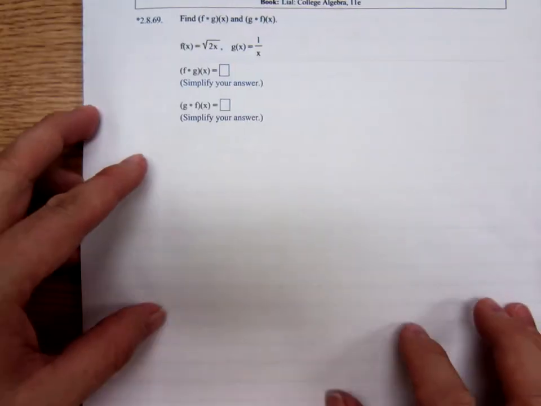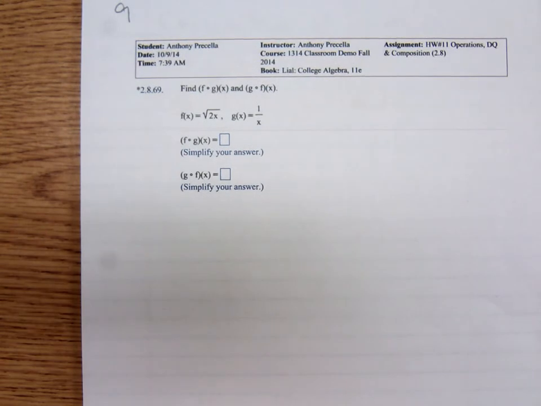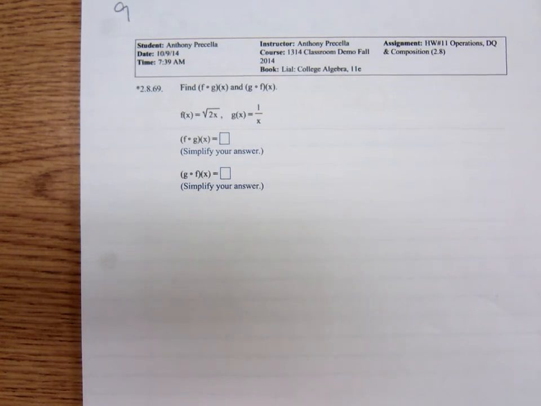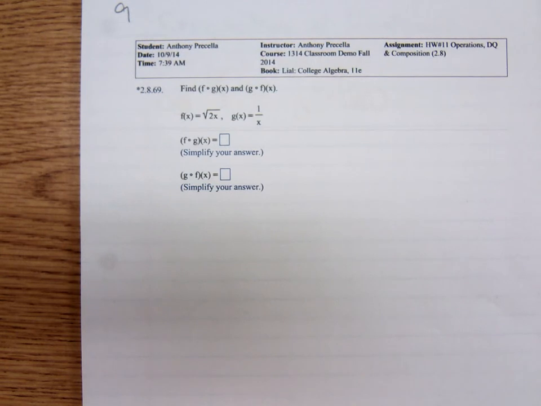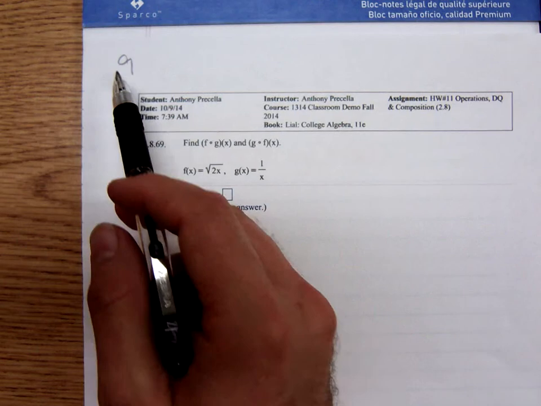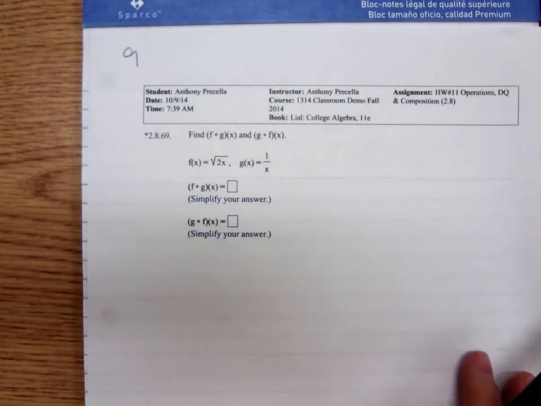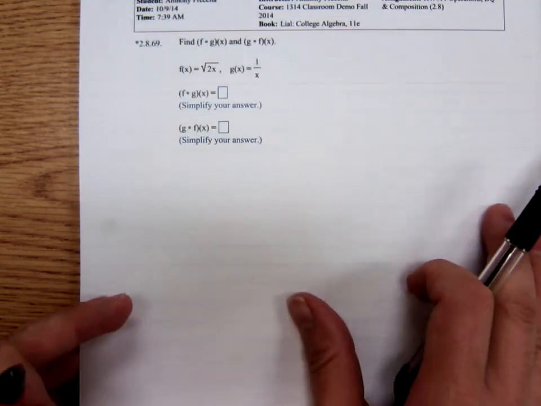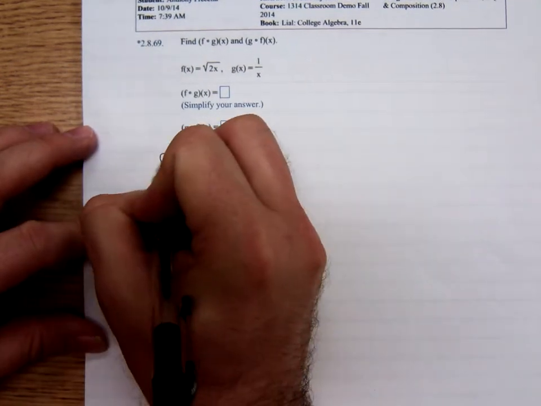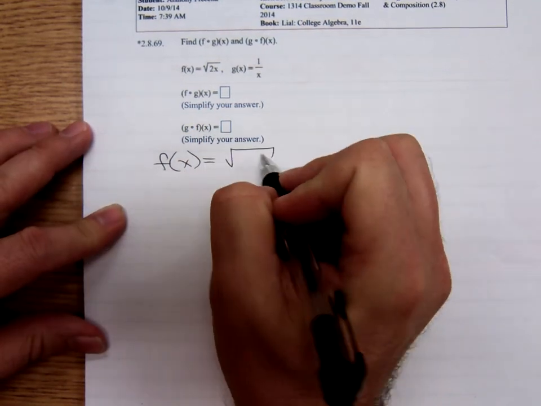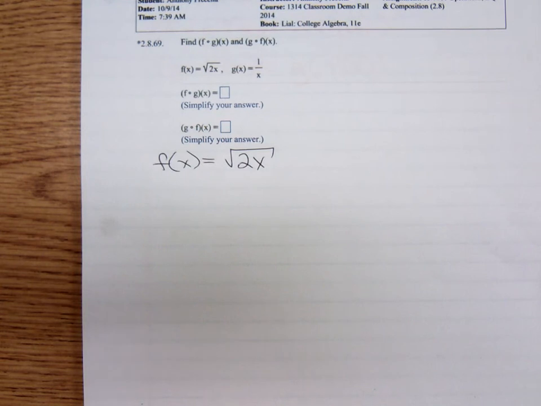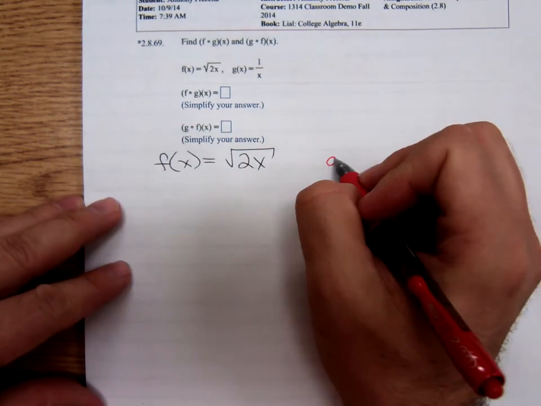I have another one here. Another composition of functions. Same instructions, but here we're given f of x equals the square root of 2x, and g of x is equal to 1 over x. This is number 9, by the way, in your homework. So we know f of x is just the square root of 2x, and g of x is just 1 over x.